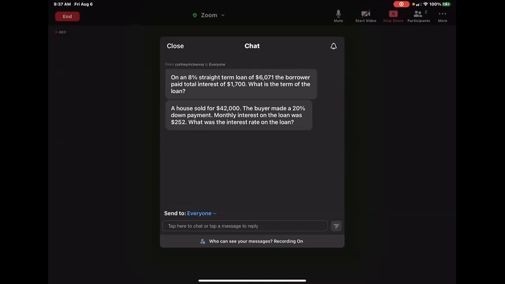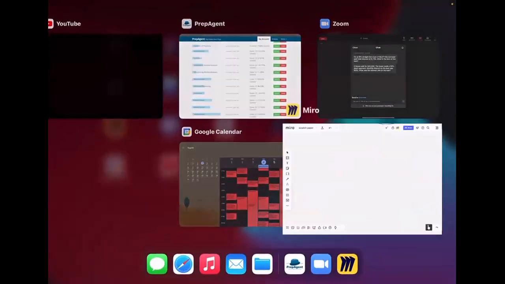So a house sold for 42,000. Okay, buyer made a 20% down payment. Okay, and then monthly interest on the loan was 252. Okay, what was the interest rate? Okay, cool. So let's write that all in over here.